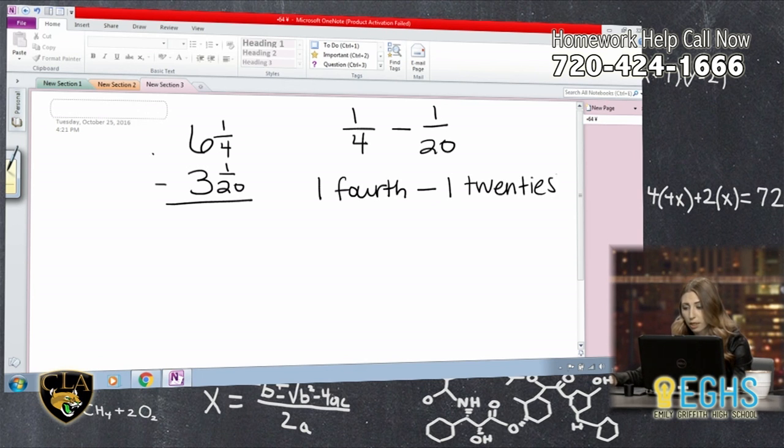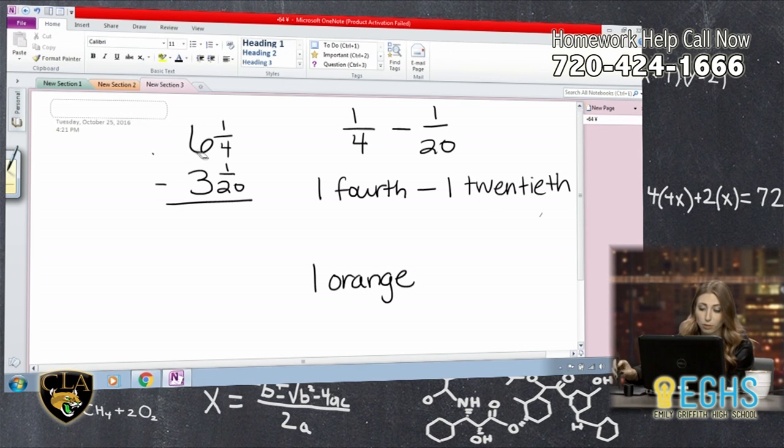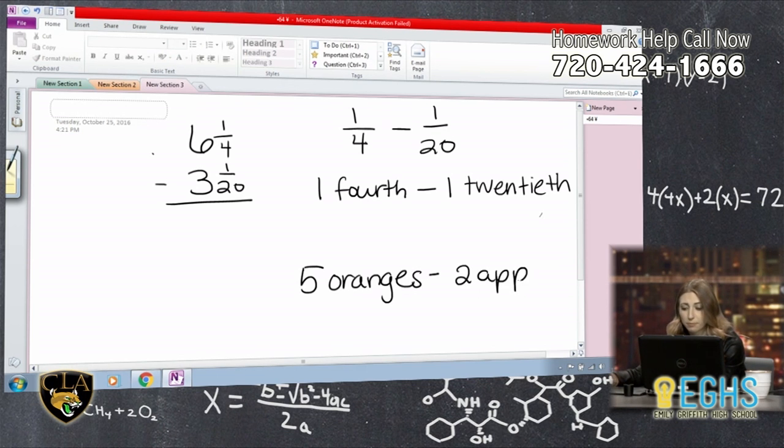Spelling's not my thing. Okay, so 1/20. This is kind of like saying something like 1 orange, or maybe not one, one might be a little difficult to conceptualize. But let's say I said 5 oranges minus 2 apples.